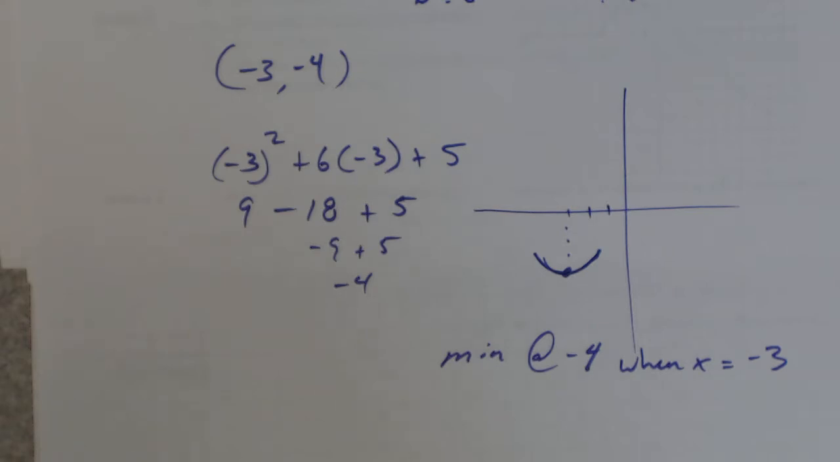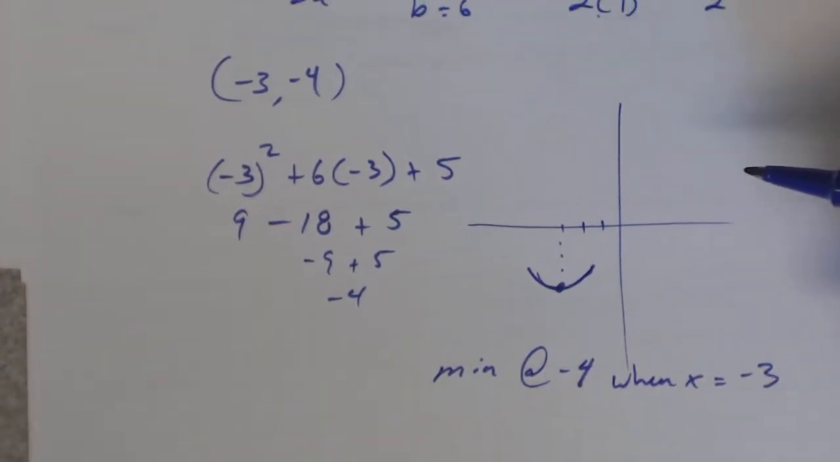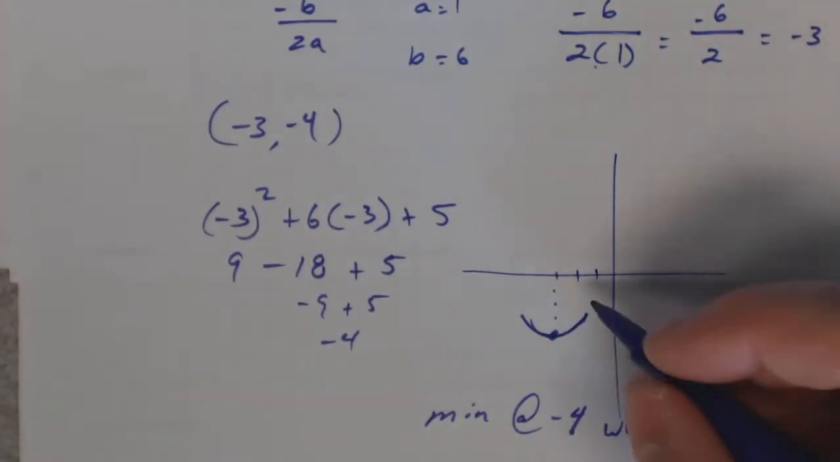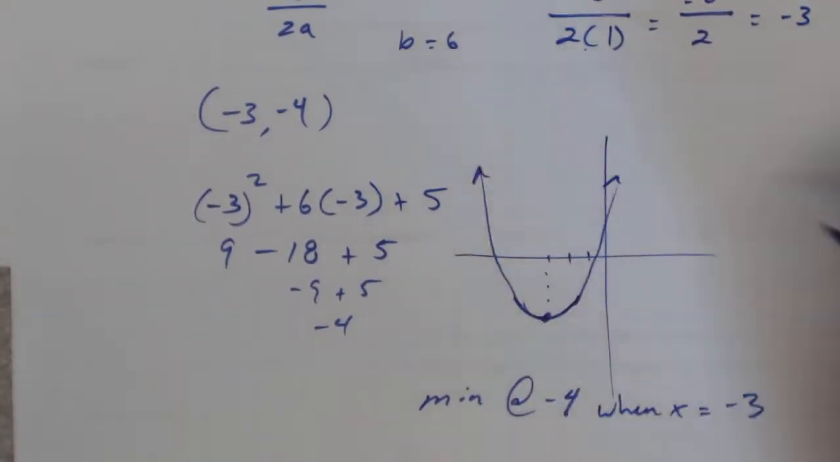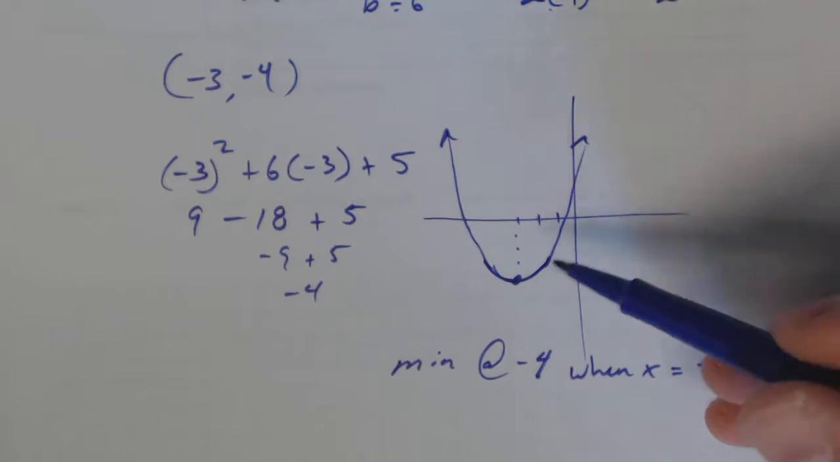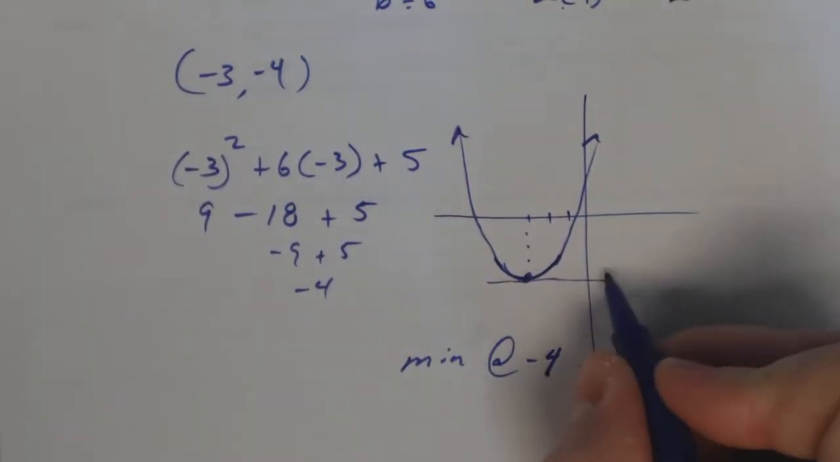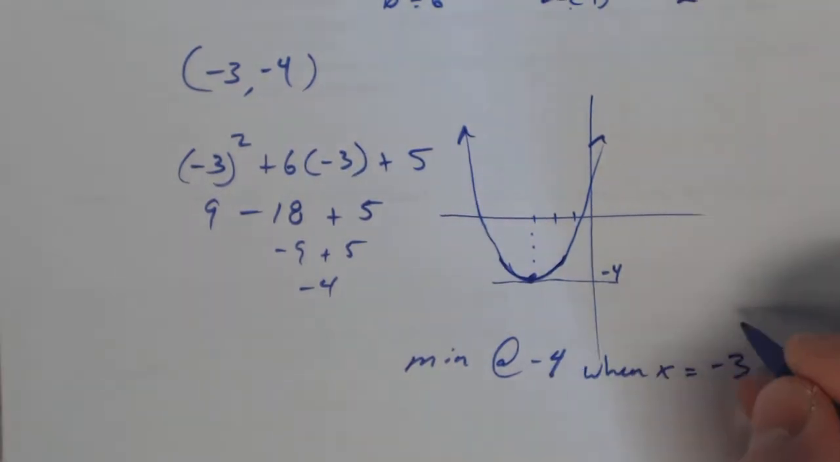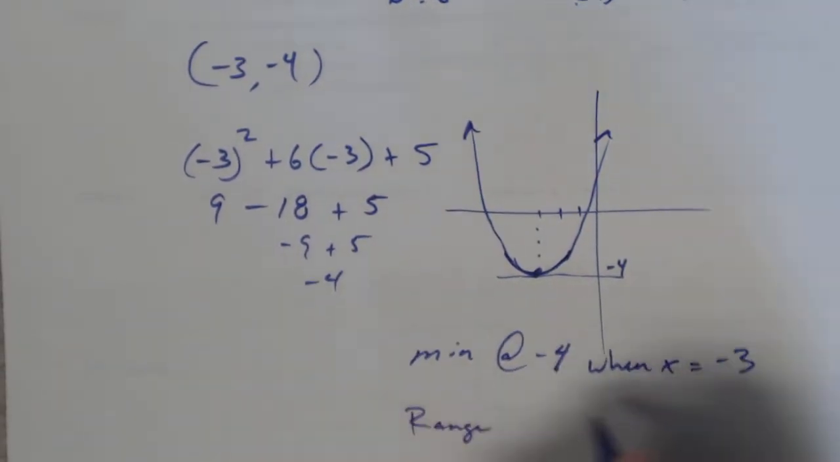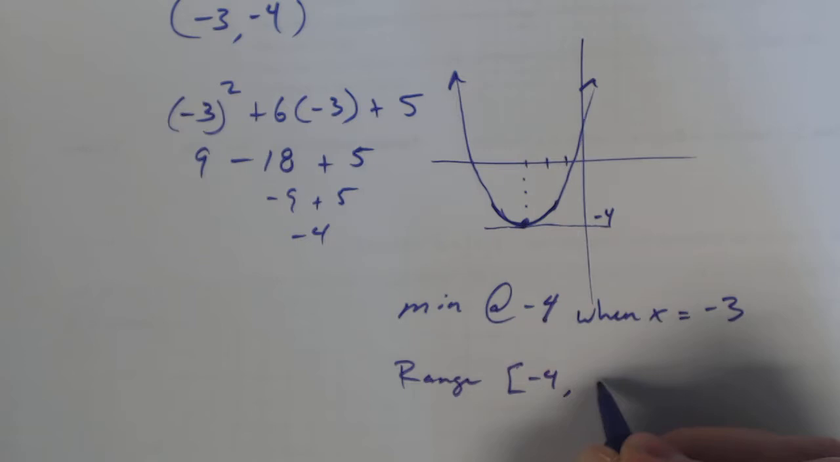What's the range? Well, the range would basically be how tall it is. Any parabola is going to have a domain of all the numbers, but the range is basically how tall it is. So it's going to start here at negative 4, and it is from negative 4 to infinity. So the range would be negative 4 to infinity.